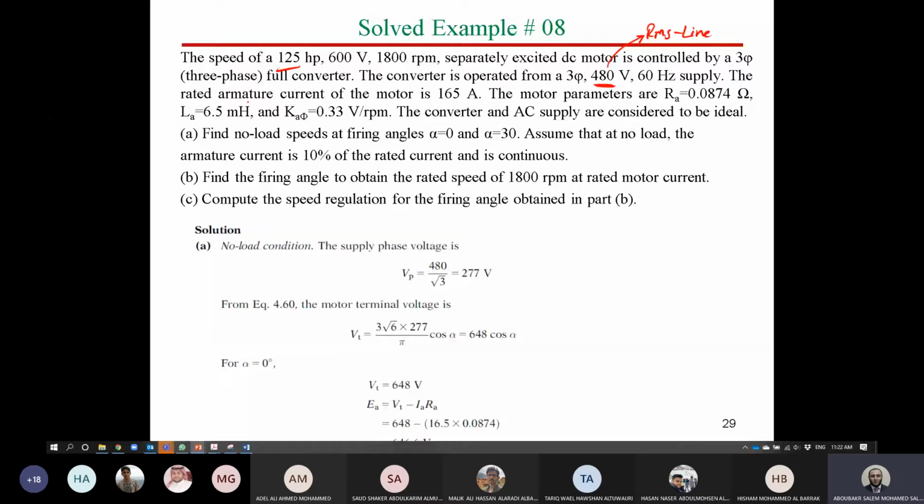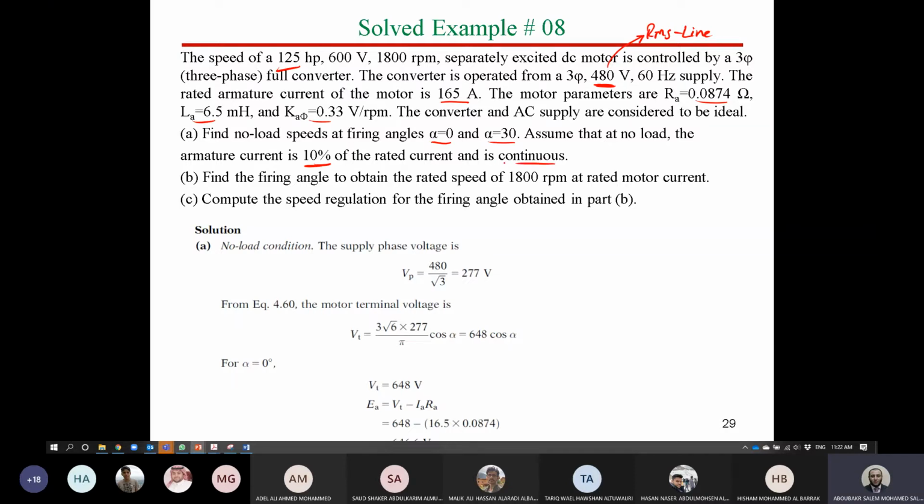Now, the rated armature current of the motor is 165 amps, and the motor parameters are given. You have the resistance, you have inductance, and the flux constant or the motor constant. The converter and the AC supply are considered to be ideal. Find no load speeds at firing angle of alpha equals 0 and alpha equals 30 degrees, and assume that at no load the armature current is 10% of the rated. So the armature current at no load is only 16.5 amps, and also it's continuous.